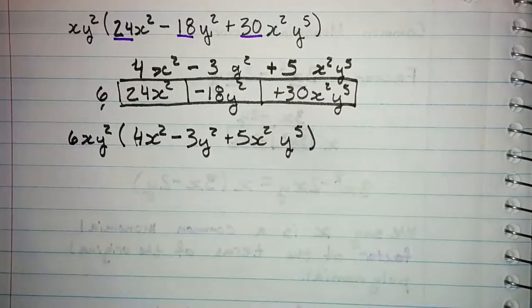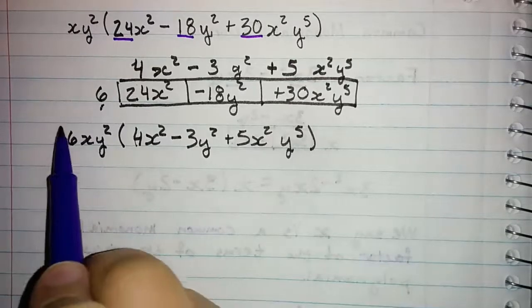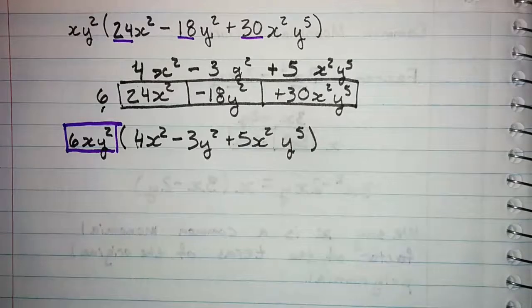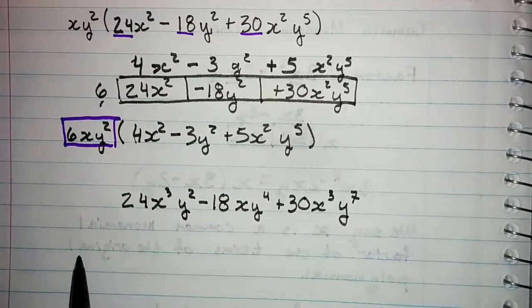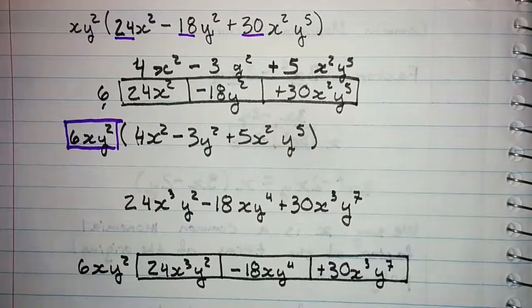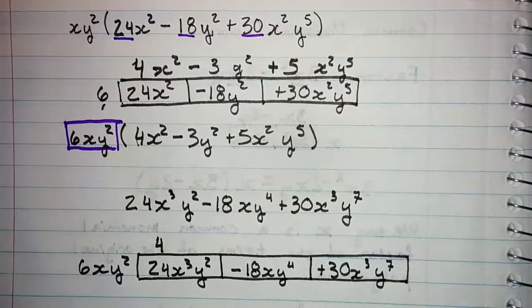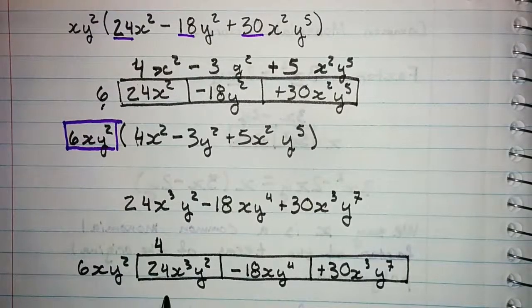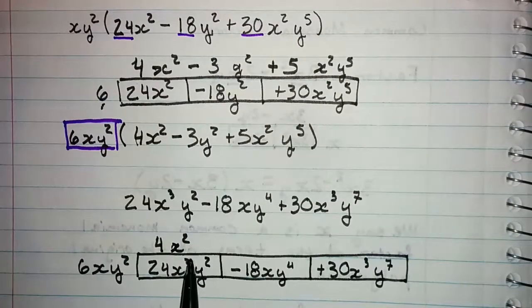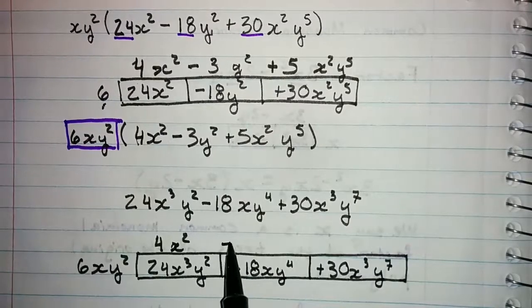Now, something is going to be occurring to you right about now, and that is that it would be a heck of a lot easier to have just divided by 6xy squared right away. We could have done that, right? We started out with this polynomial. If we'd just divided by 6xy squared, we would have said, what times 6 gives me 24? That'll be 4. What times x gives me x cubed? That'll be x squared. What times y squared gives me y squared? I don't need anything more there.